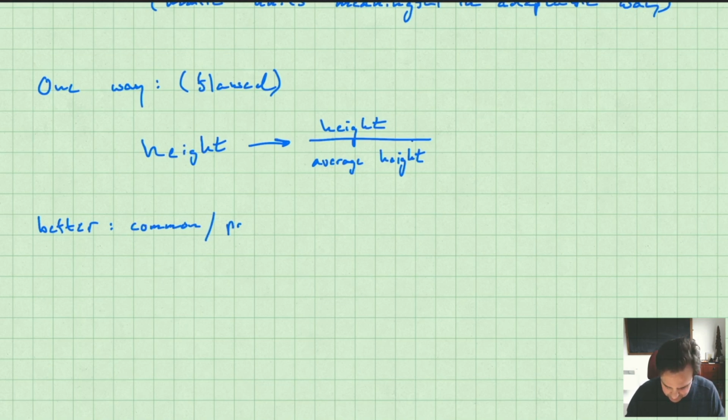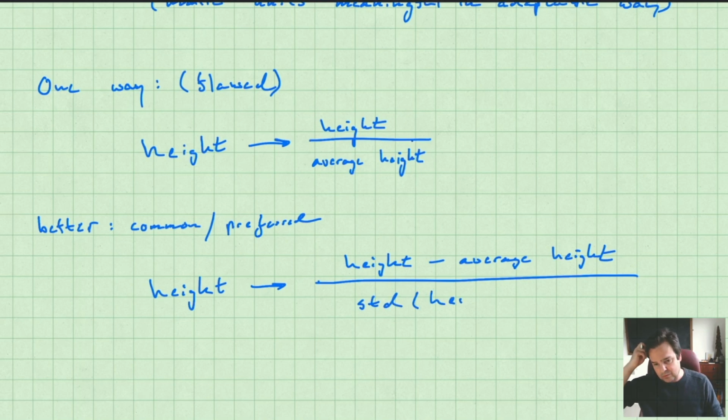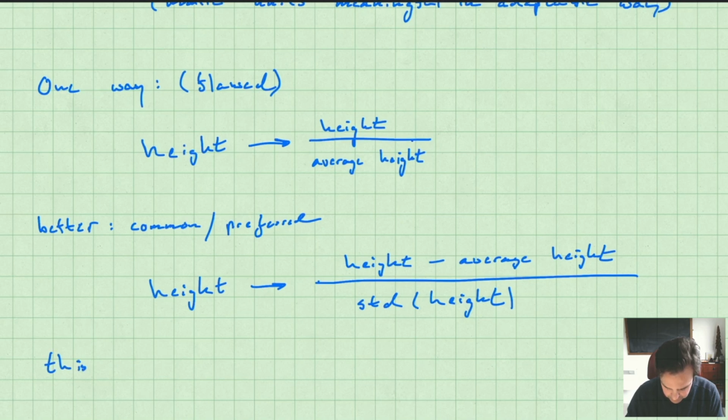So you say, okay, I'm going to replace height. All my height numbers are going to be replaced, and what they'll be replaced with is height minus the average height, and then divided by the square root of the variance. So maybe I'll just write that as the standard deviation of height. Right, so that's the square root of the variance of the height. And this method you probably have seen before. This is called standardizing the data.